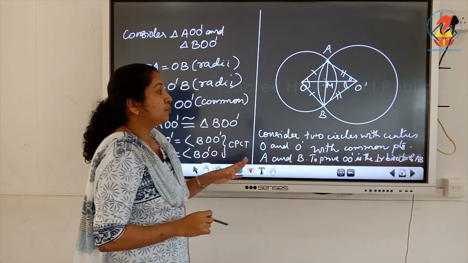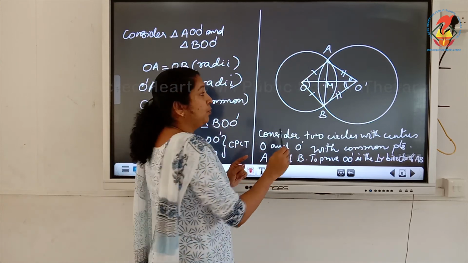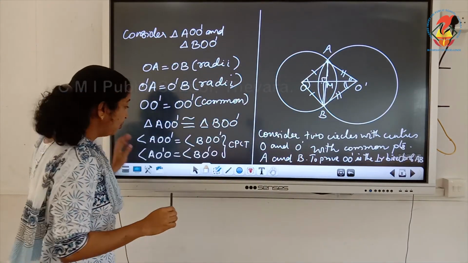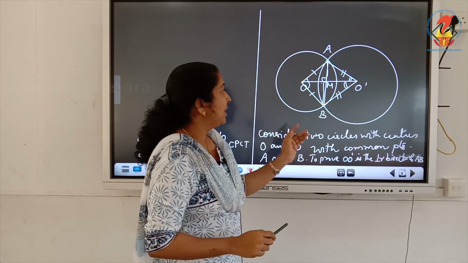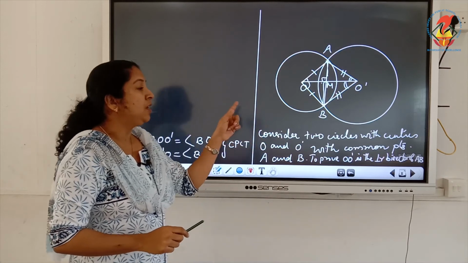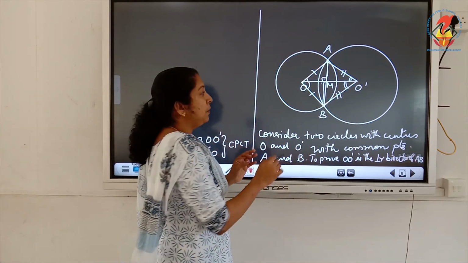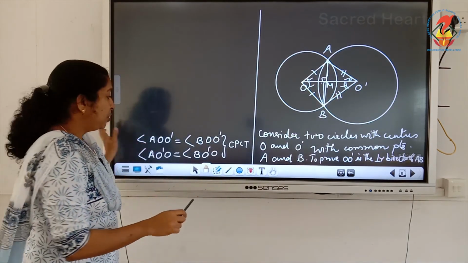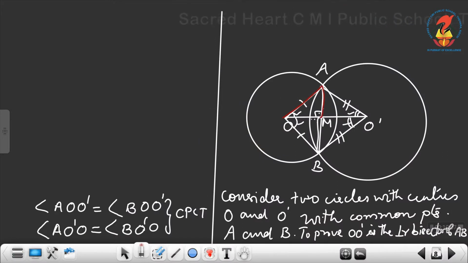What do you have to prove? We have to prove OO' is the perpendicular bisector of AB. That means we have to prove AM is equal to BM and this makes 90 degrees. That is what we are going to prove. So first we have taken two triangles AOO' and BOO', and we have proved that these two are congruent. So by using CPCT we can say these two angles are equal and these two angles are equal. Next I am going to consider these two triangles OAM and OBM.